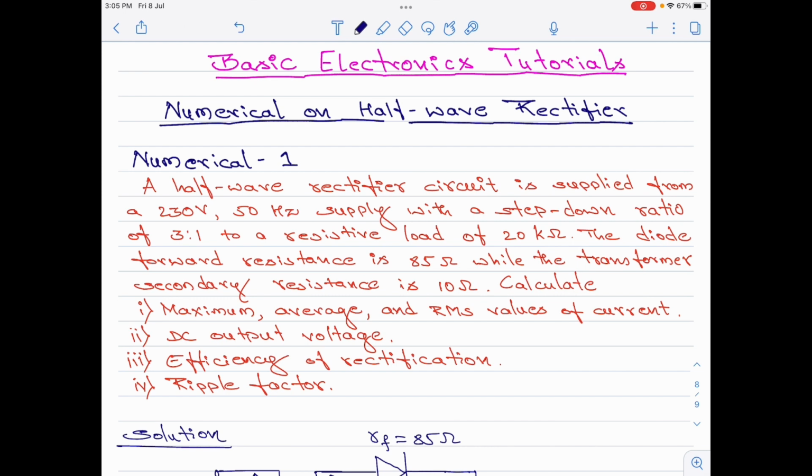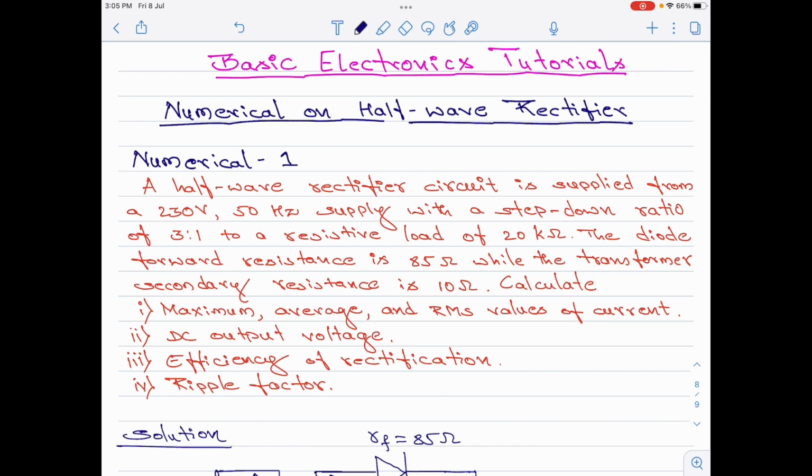A half-wave rectifier circuit is supplied from a 230 volt 50 Hz supply with a step-down ratio of 3:1 to a resistive load of 20 kilo ohms. The diode forward resistance is 85 ohms, while the transformer secondary resistance is 10 ohms.